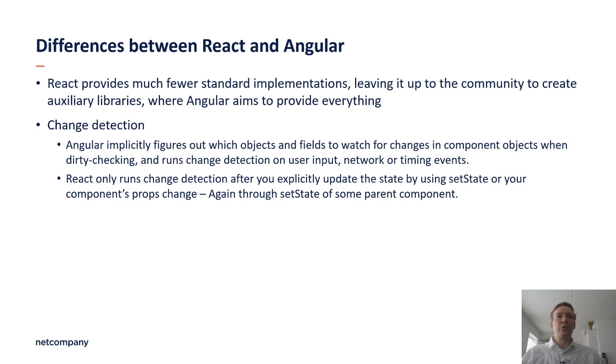And there's also some differences in how it does change detection. Angular implicitly figures out which objects and fields to watch, and it runs change detection whenever there's a user input or some network or timing event. On the other hand, React only runs change detection when you've explicitly updated the state by calling setState, or by updating a context. But we can get into that later.